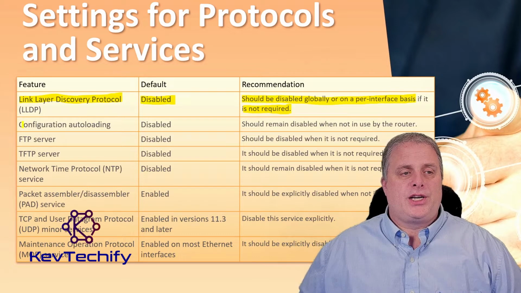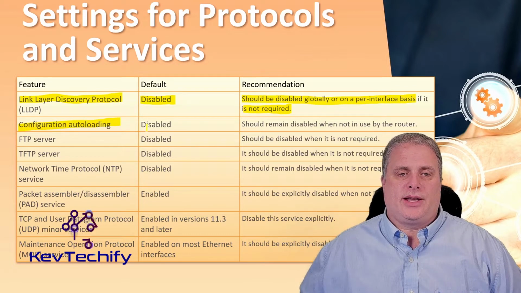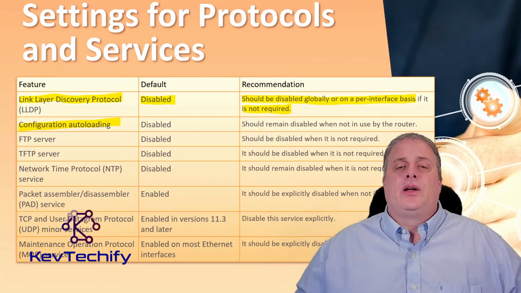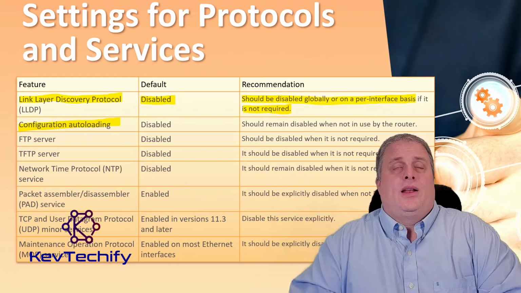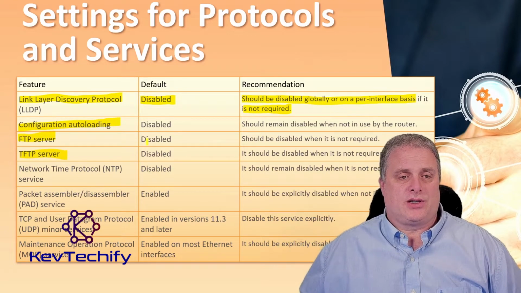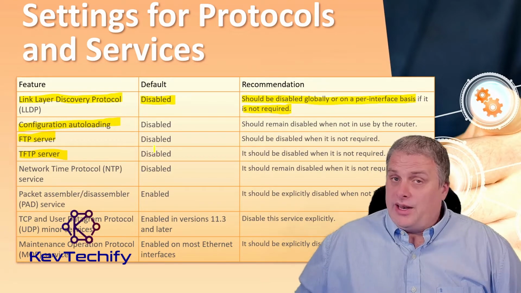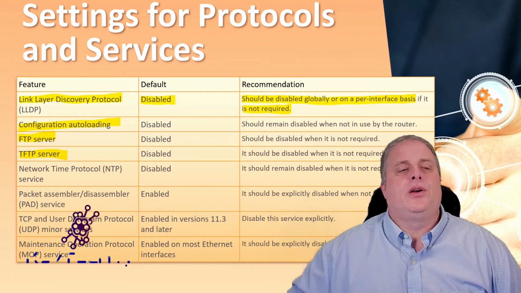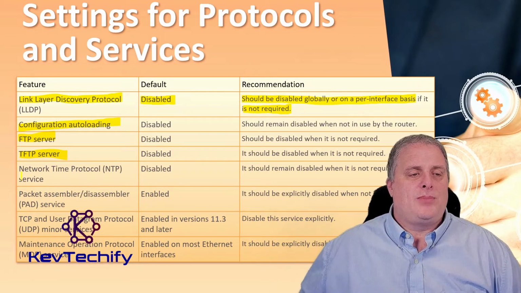Then we have configuration auto loading. That's disabled by default, and once again, this should be disabled when not in use by the router. We have FTP and TFTP servers. We can enable them. They're disabled by default, and once again, only use them when you're using that protocol.